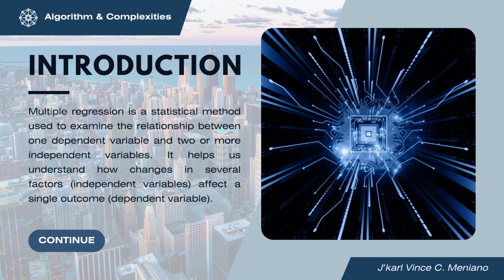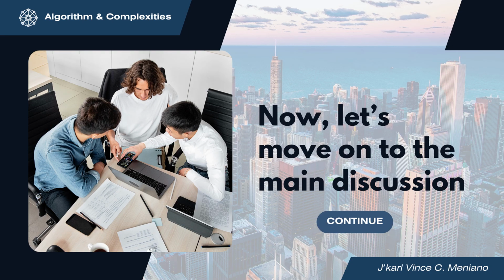Introduction. When we talk about multiple regression, it is a way to see how one result, the dependent variable, is affected by two or more things, the independent variables. It helps us understand how different factors work together to influence one outcome. For example, if you're trying to predict someone's weight, the dependent variable, you might look at their height, age, and exercise level as the independent variables. So let's move on to the main discussion.